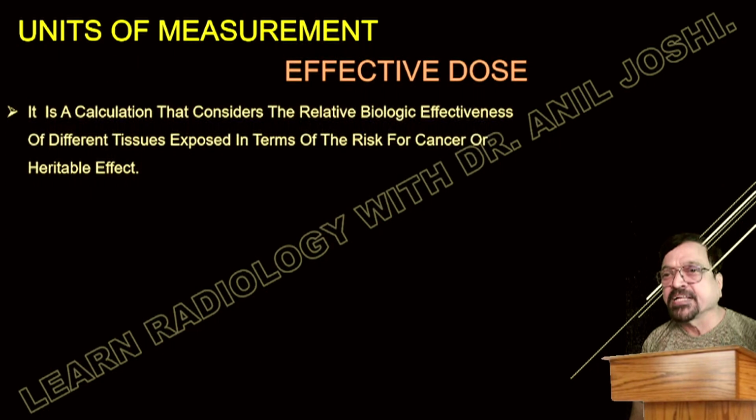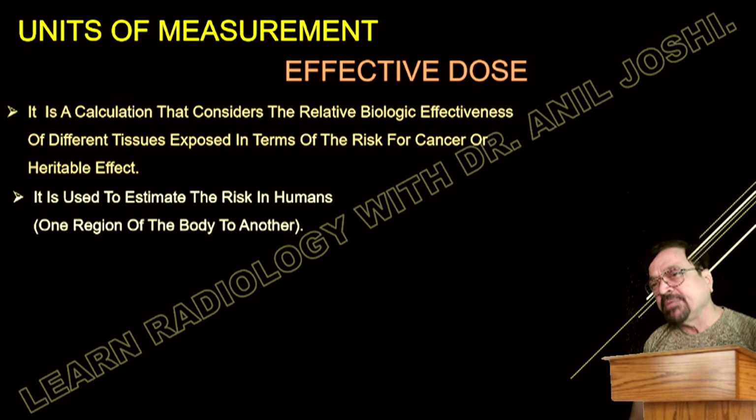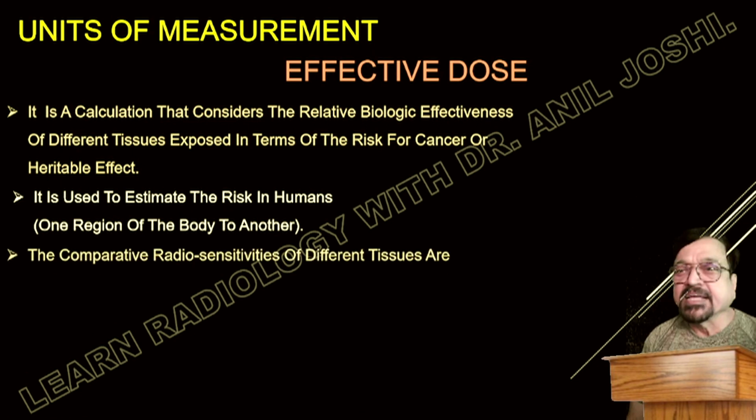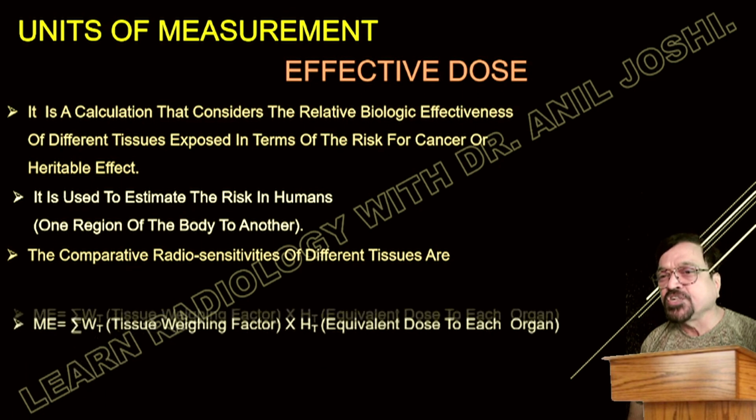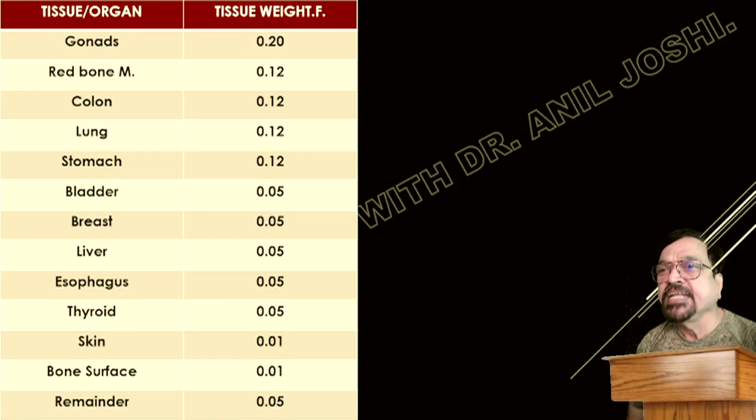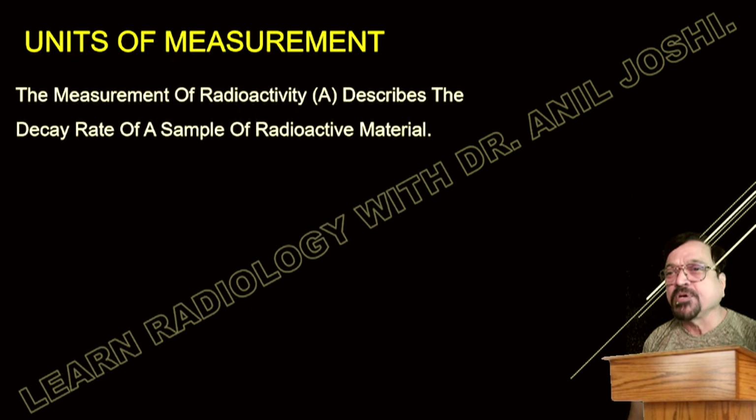Now units of measurement concerning effective dose. Effective dose is a calculation that considers the relative biological effectiveness of different tissues exposed in terms of risk for cancer or heritable effect. It is used to estimate the risk in humans, in one region of the body or another. The comparative radiosensitivity of different tissues is different. Now this is the detail: organs versus tissue weighting factors on which we calculate a maximum permissible dose or radiation dose. It is essential.